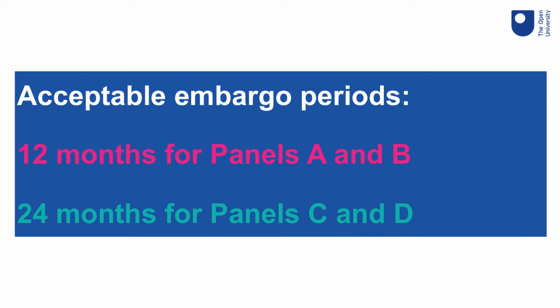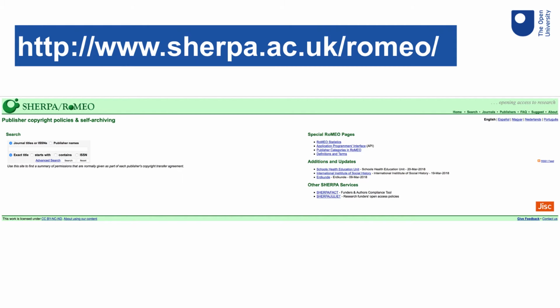Research England expect any embargo periods on eligible outputs to be within 12 months for panels A and B, or 24 months for panels C and D. Embargo periods can be checked on the Sherpa Romeo database.